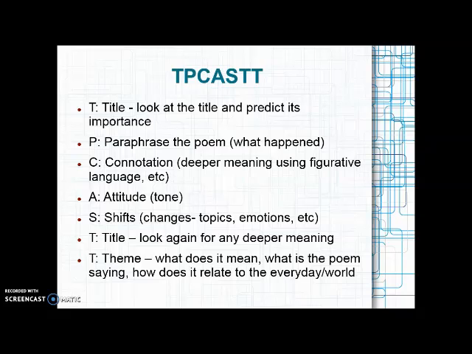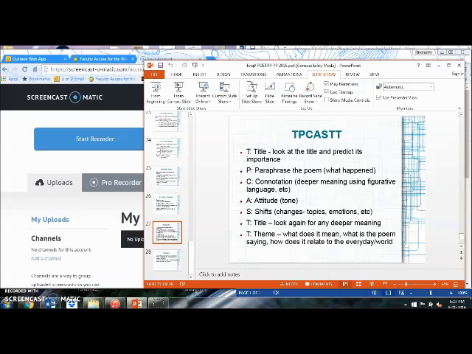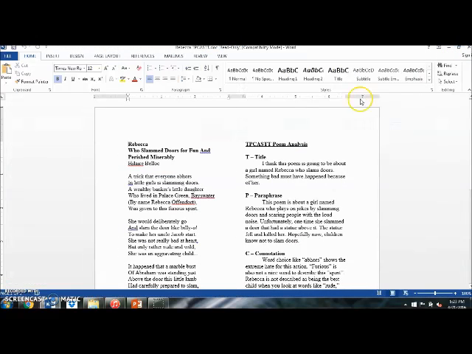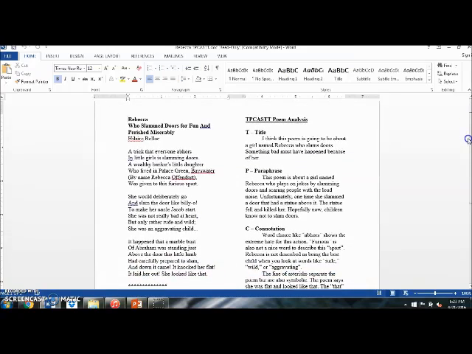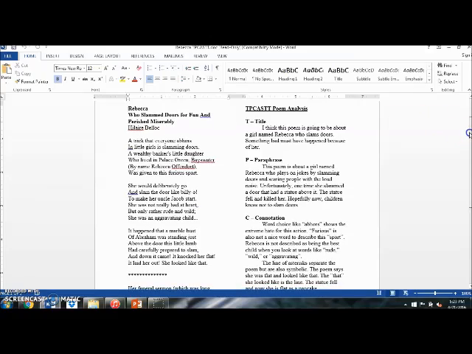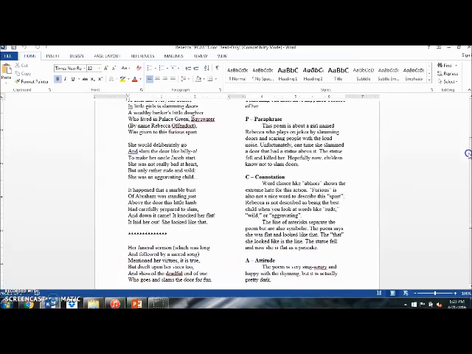For this exercise, I'd like to take a look at one of my favorite poems, and it is called Rebecca, Who Slammed Doors for Fun and Perished Miserably by Hilaire Belloc. Now first, we're going to take a look at the title, and I think this poem is going to be about a girl named Rebecca who slams doors. Something bad must have happened because of her. The next thing we're going to do is just read the poem, now that we've made our prediction.